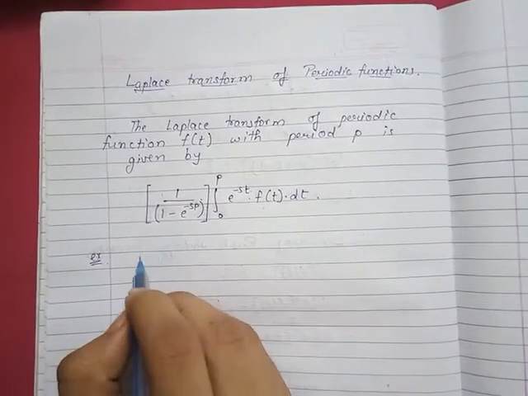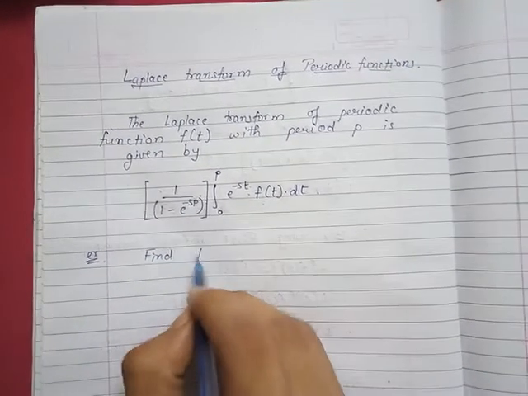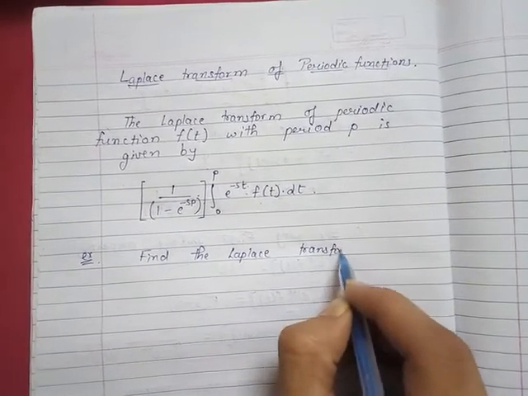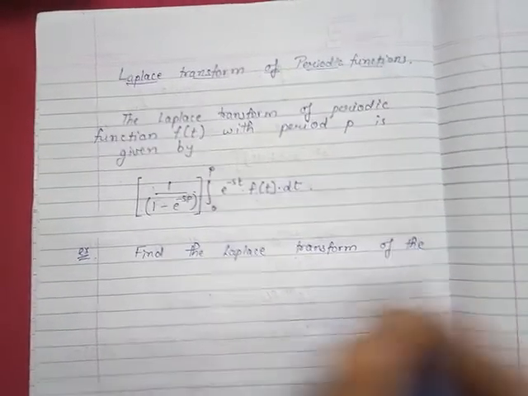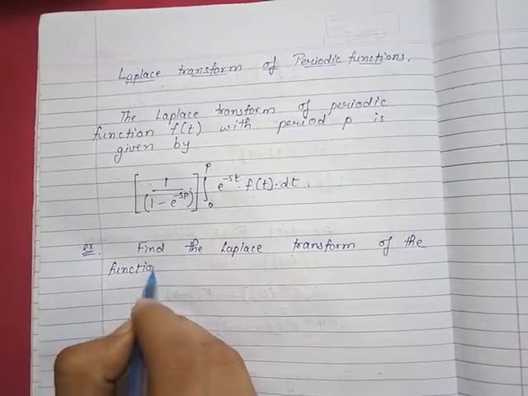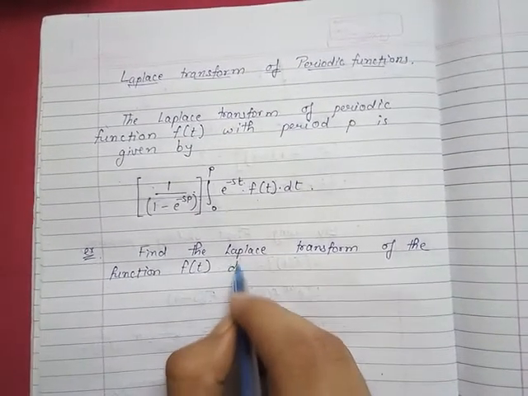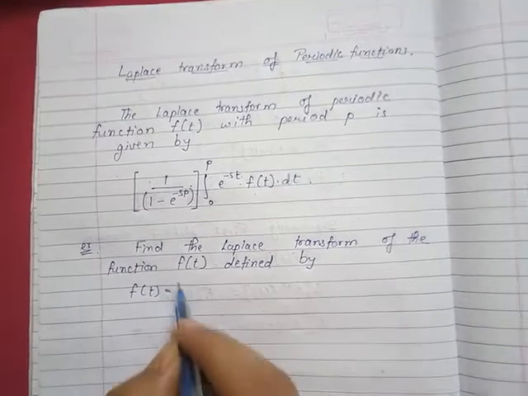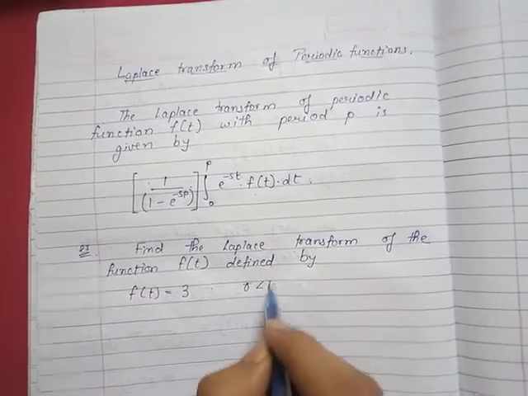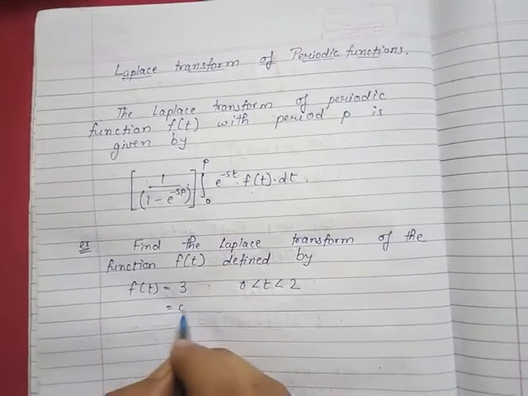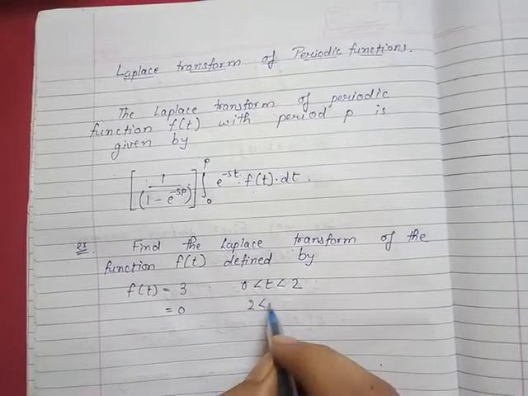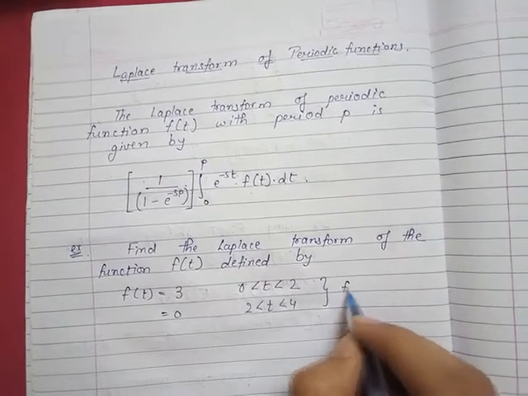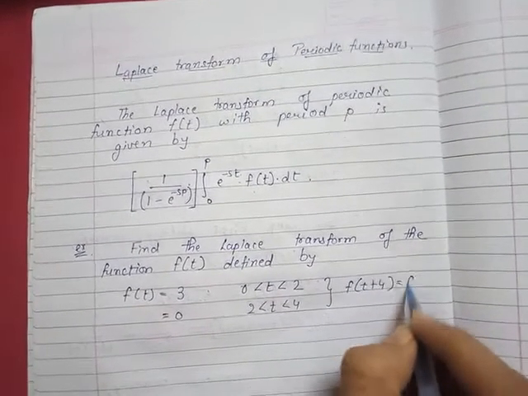Example: find the Laplace transform of the function f of t defined by f of t equals 3 when t is between 0 and 2, and equals 0 when t is beyond 2 and less than 4. F of t plus 4 is equal to f of t.